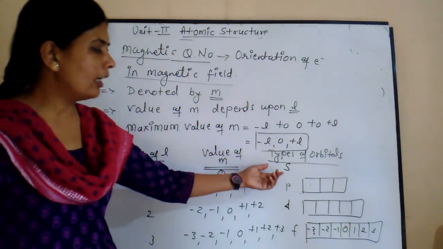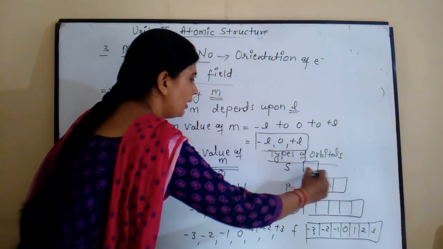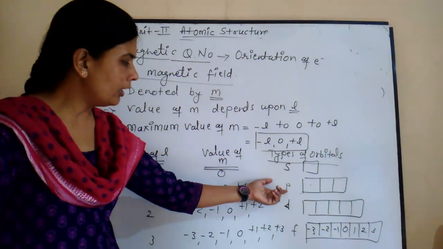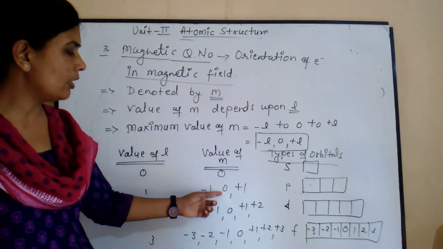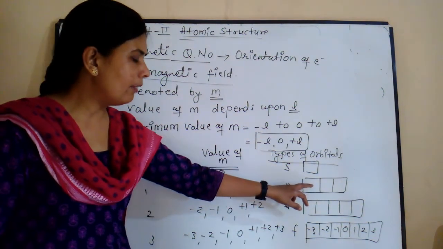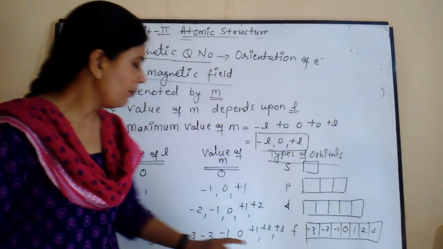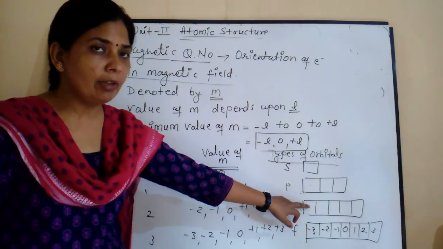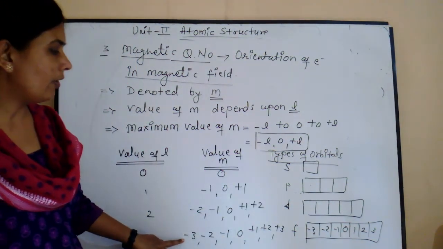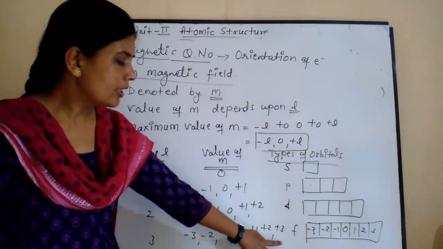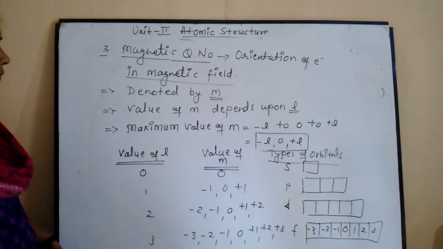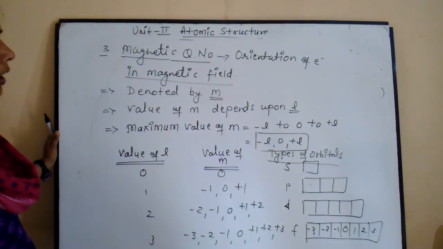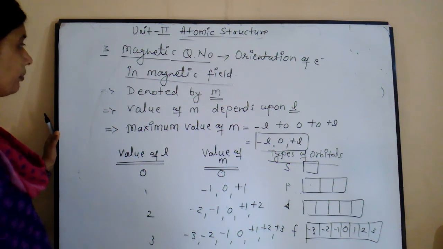The s orbital has a single type because for the s orbital the value of m is only 0. For the p orbital the values of m are 3: minus 1, 0, plus 1. That's why the p orbital has 3 types: px, py, pz. For d, there are 5 values, so the d orbital has 5 types. And the f orbital we classify into 7 types because there are 7 values for m. So third is the magnetic quantum number, which gives the orientation of electron in a magnetic field.